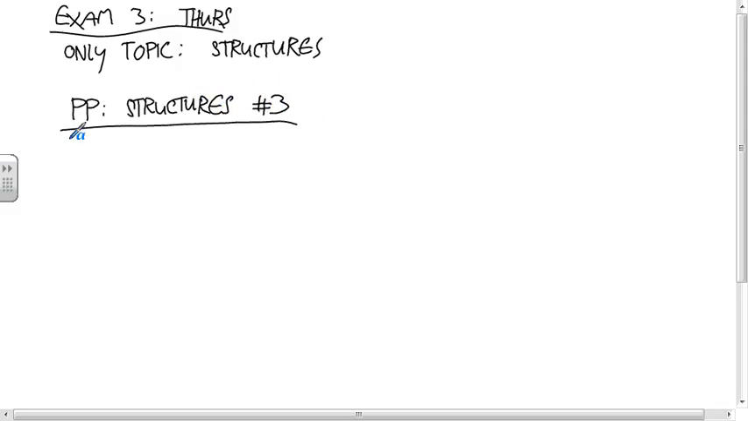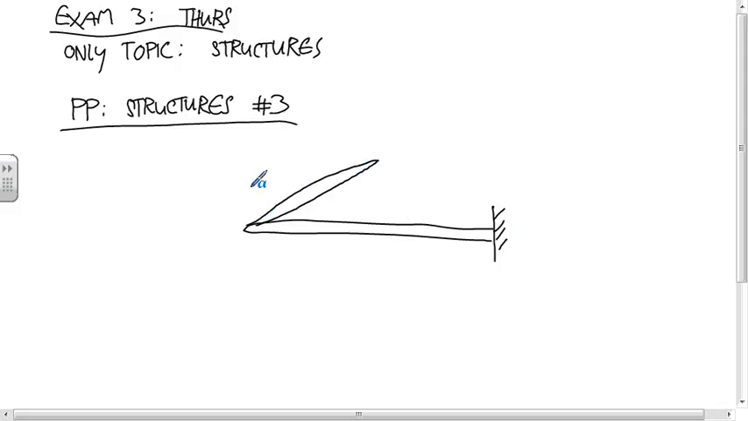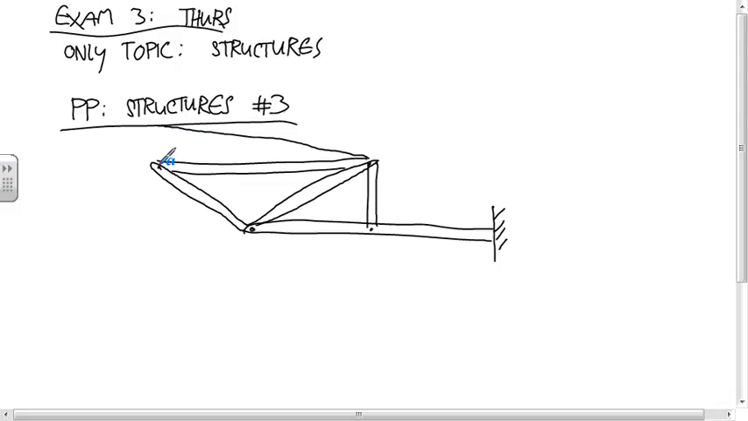Number three looks like this. So you have a fixed joint, and then this. Everything's pin joints except that fixed joint at the wall. And then there's a distributed load, triangular. And up at its highest point, it has a value of 1,500 newtons per meter.